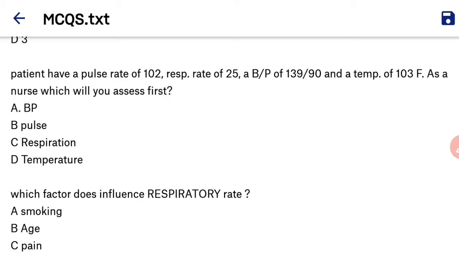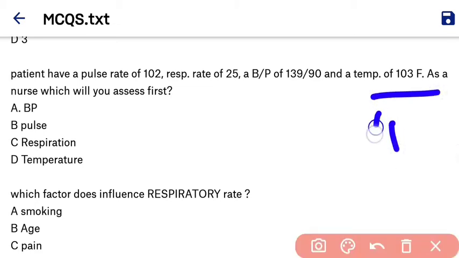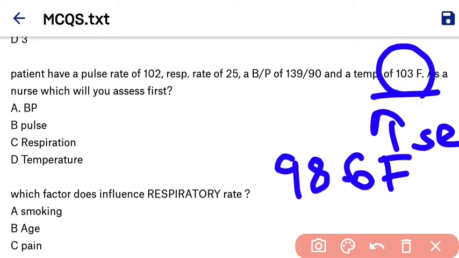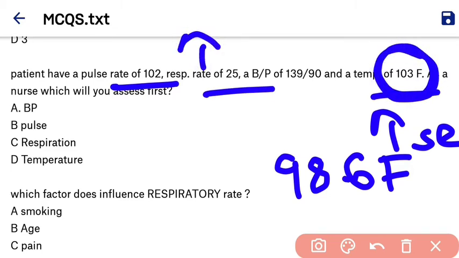Next, a patient has a pulse rate of 102 beats per minute, respiration rate of 25 breaths per minute, BP of 139 by 90 mm of Hg, and a temperature of 103 Fahrenheit. As a nurse, which will you assess first? So here the temperature is abnormal, it is abnormally high. Okay, the normal temperature is about 98.6 Fahrenheit, but here the patient's temperature is about 103 degrees Fahrenheit. Okay, and the other parameters like heart rate and respiratory rate are increased due to this high body temperature. Okay, so as a nurse, firstly we have to assess the patient's body temperature, and according to that we should provide the intervention to maintain the body temperature.